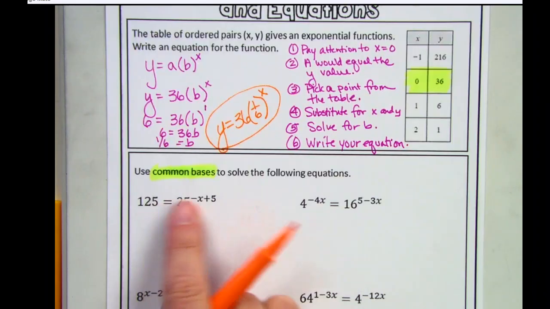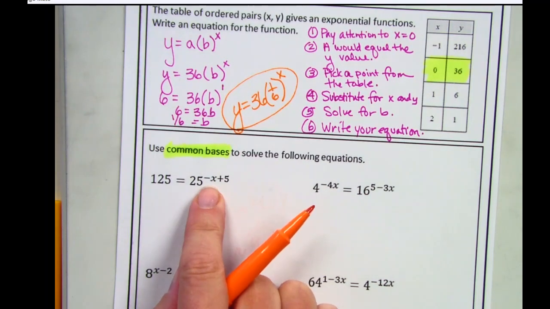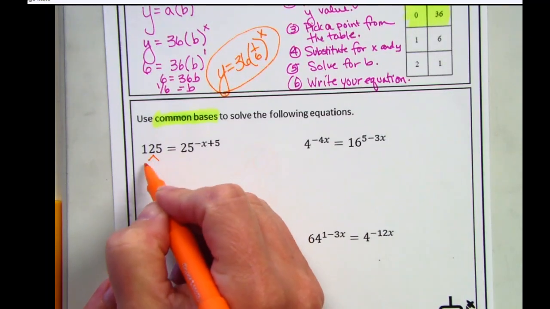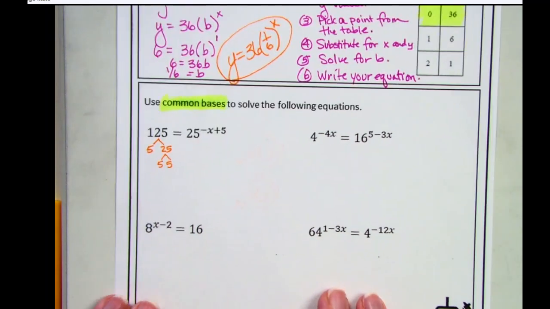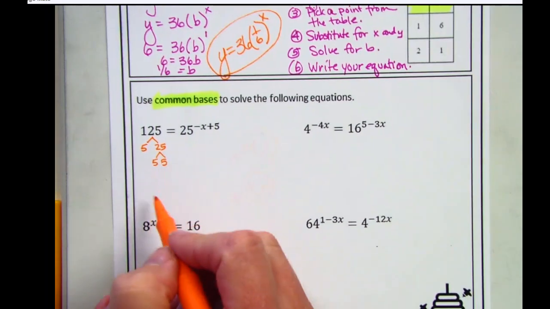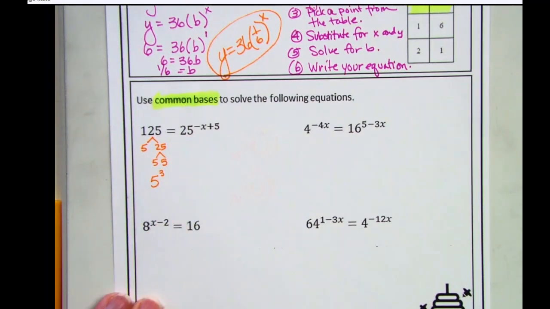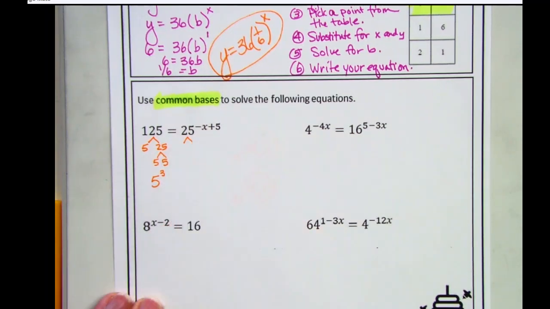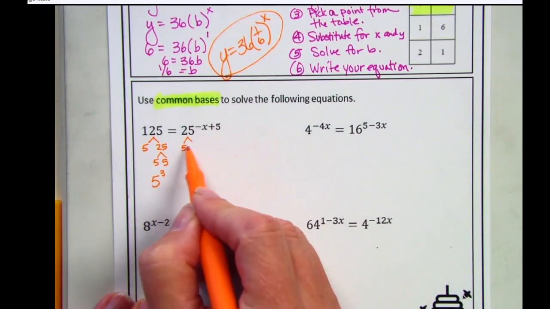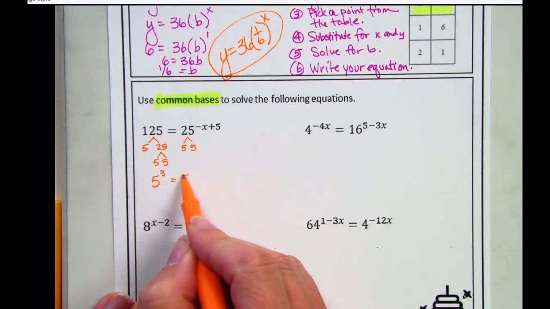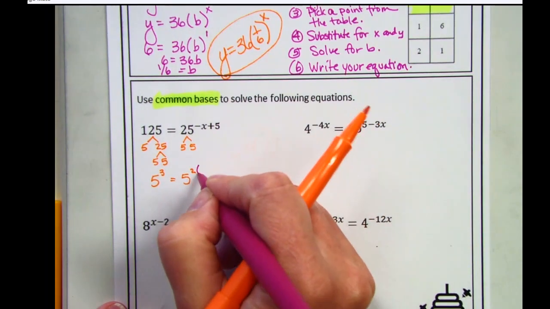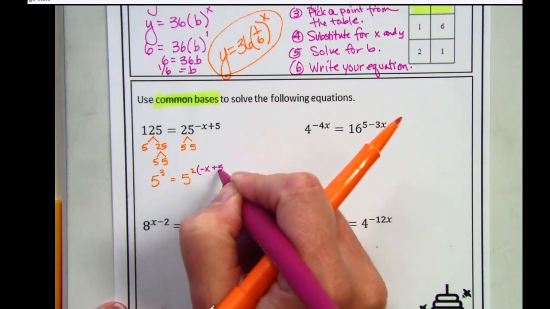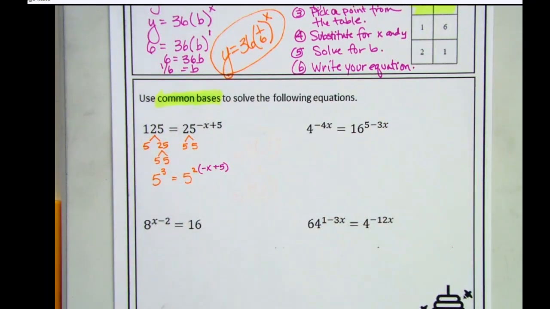So 125 and 25. If you can't see a common base, break it down like this. 125 can be rewritten as 5 to the third. 25 can be rewritten as 5 squared. But that 25 already had something going on up there. It had this. So you just times them.